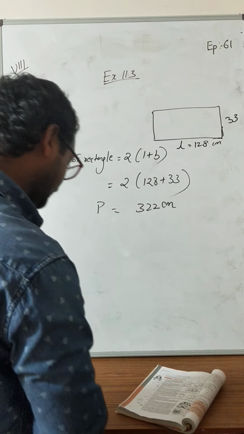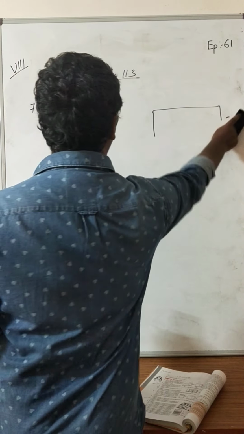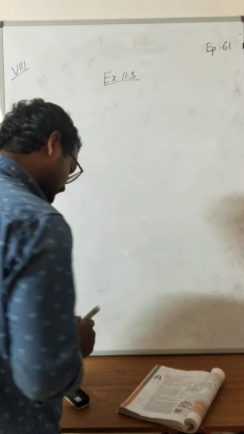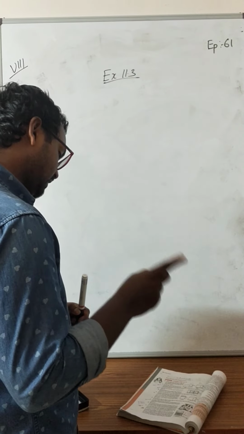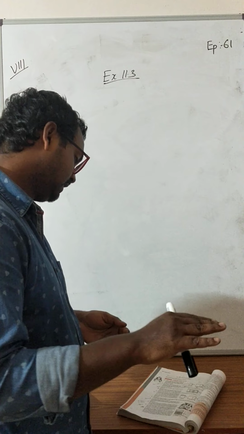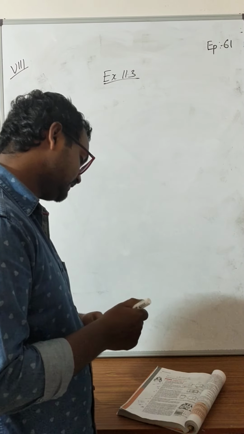Okay students, now look at the 9th one. So 9th one is a road roller. A road roller takes 750 complete revolutions to move once over a level road. Find the area of the road if the diameter of the road roller is 84 centimeters.